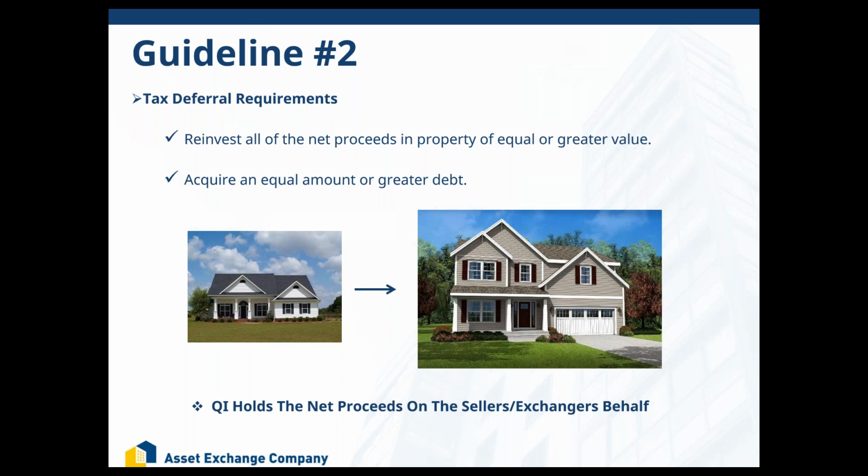Now, exactly what does that mean? Well, if you have a loan that you're paying off, a mortgage, you must obtain a loan of at least that amount or greater in the purchase of any replacement property or properties. Now, that rule can actually have an exception. If you have cash that you can add to the purchase of your replacement property, you can offset having to acquire any debt or any additional debt.